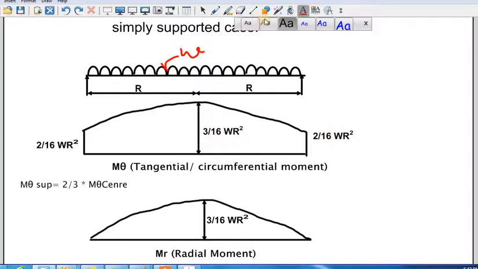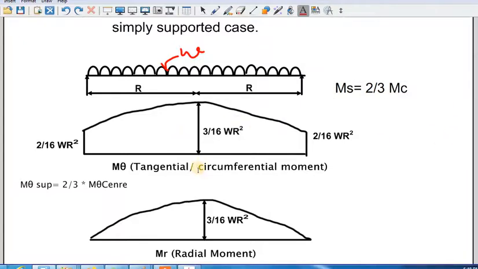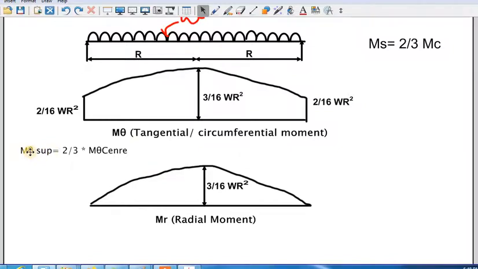The moment at support, that is M theta at support, is equal to 2/3 of the moment at center, especially in the case of tangential moment. And the other diagram shows the radial moment. Here also the center value is 3/16 WR squared, whereas at the support it is 0.